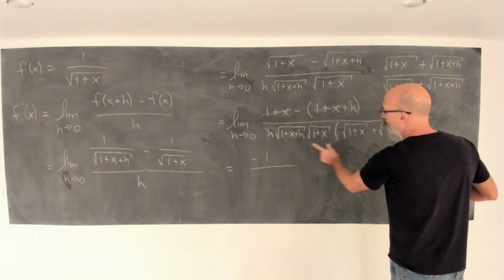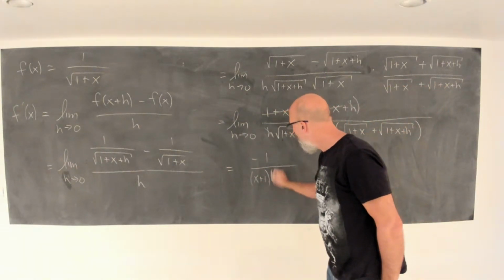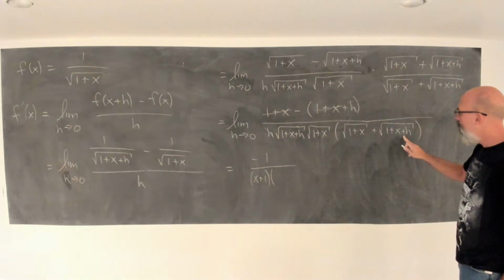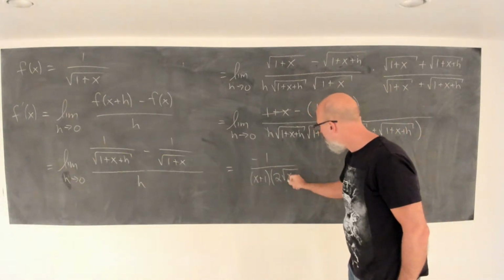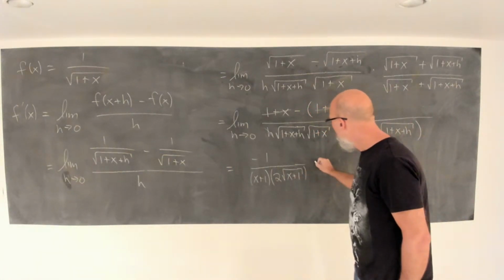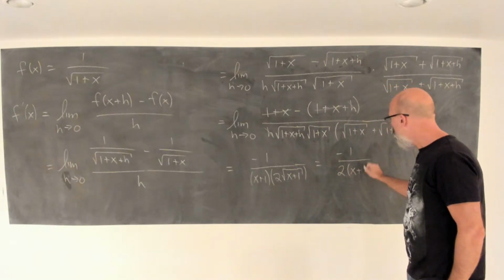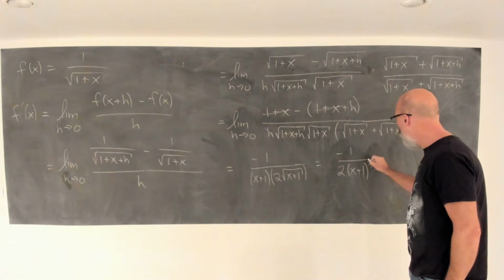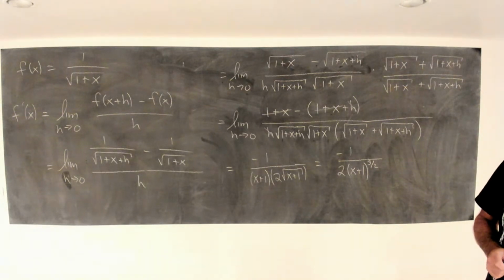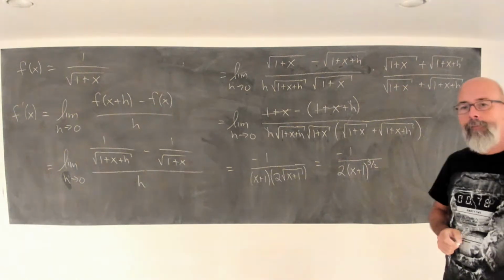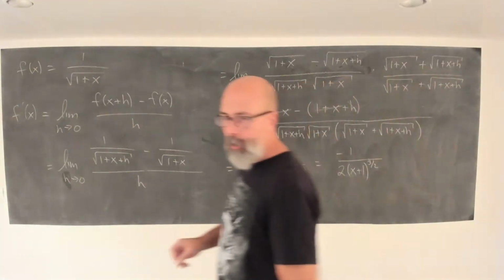x plus square root of x plus 1 times square root of x plus 1 is x plus 1. And here you have square root of x plus 1 plus square root of x plus 1. So two of these. Or if you prefer, negative 1 over 2, x plus 1 to the 3 over 2. There it is. Very nice. Exam type of question.